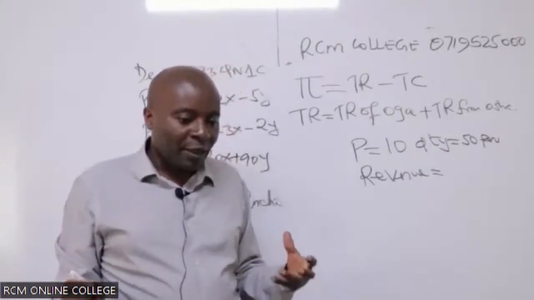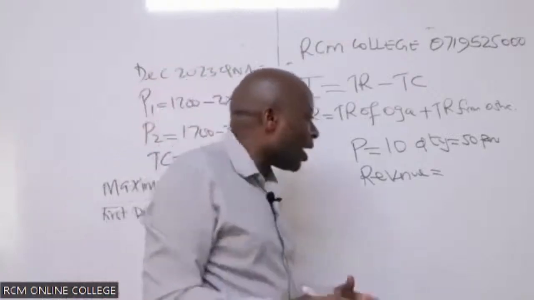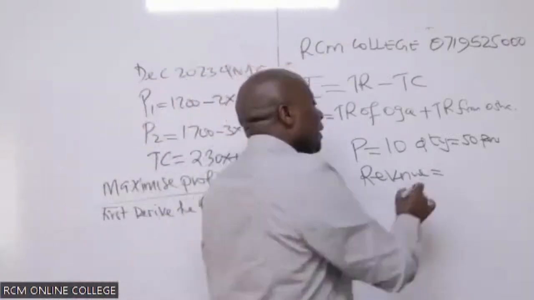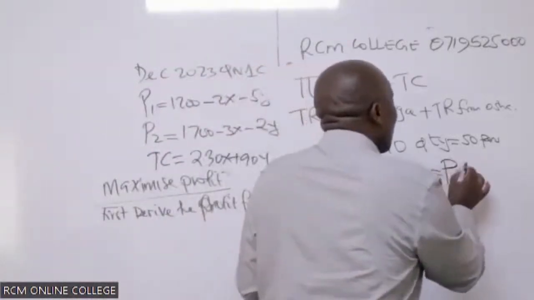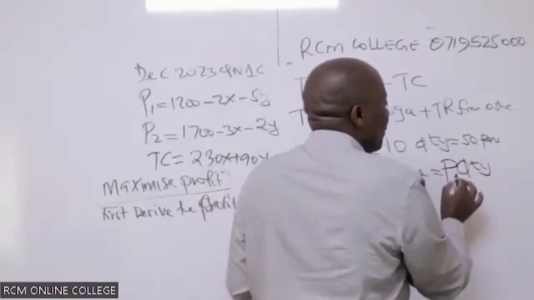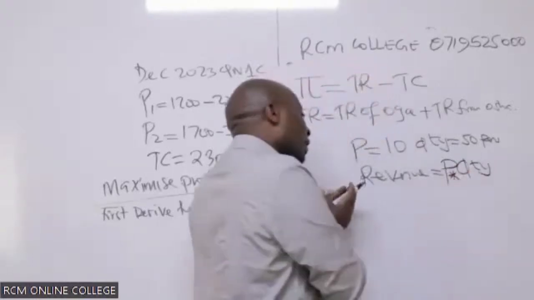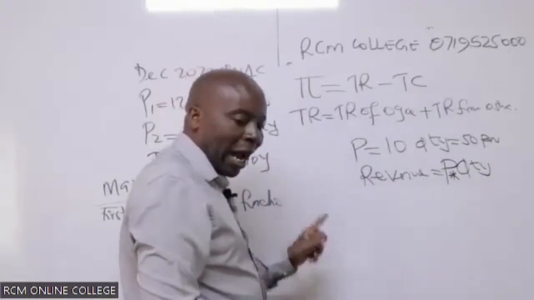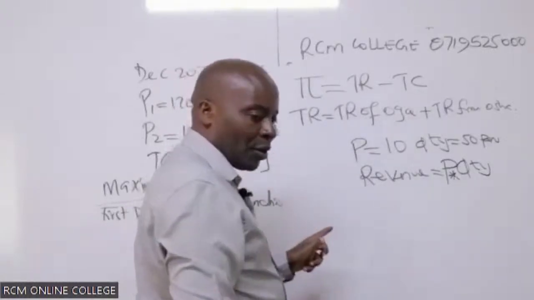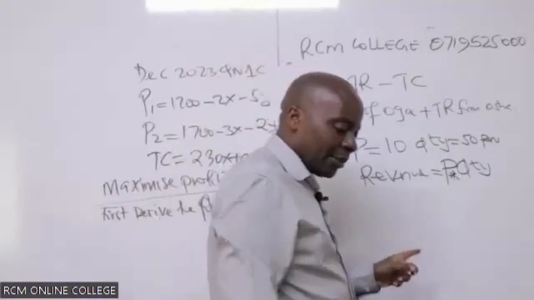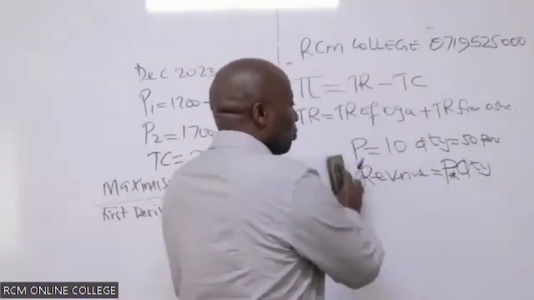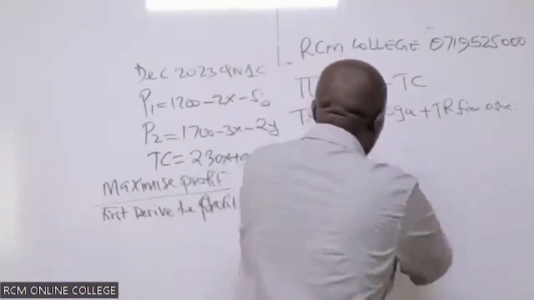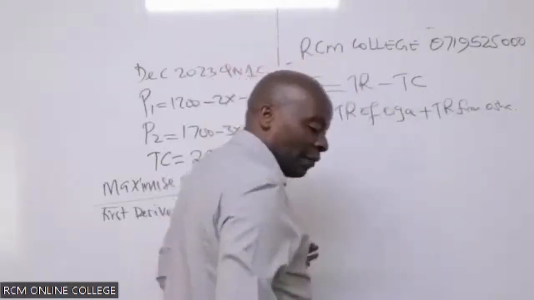So RISPA is telling me 500, Jacinta is telling me 500. How do they get this revenue? These great people have just taken the price per unit times quantity. So anytime they want you to get revenue, ladies and gentlemen, we shall always take price times quantity. Revenue is price times quantity. I should never forget that.